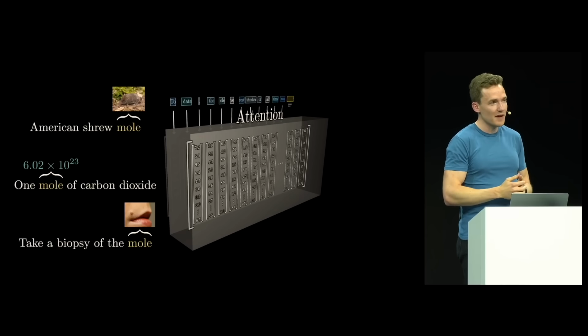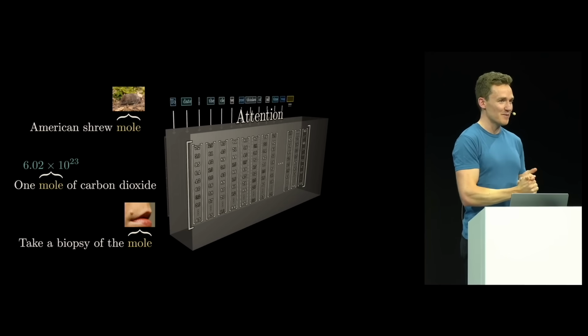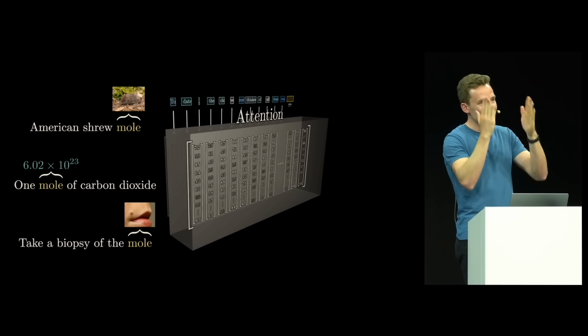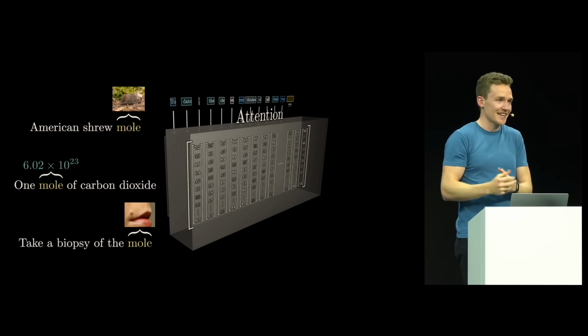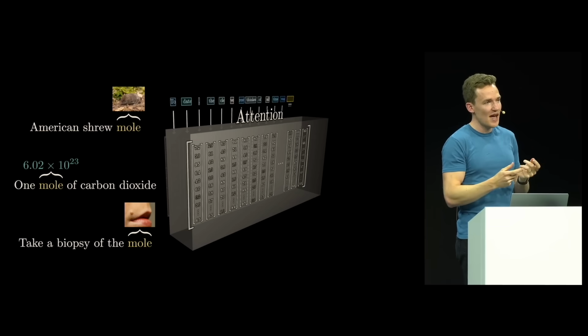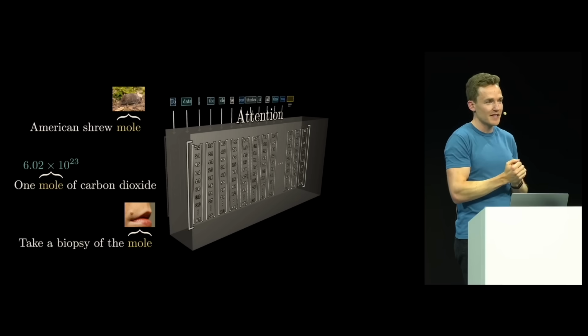For example, sometimes words can be ambiguous. If you take the phrase American shrew mole and the phrase 1 mole of carbon dioxide and the phrase take a biopsy of the mole, you and I read those and we understand the word mole means something fundamentally different in all three of those cases because of the context. So you want to give the machine a mechanism by which it can let words talk to each other so that that meaning could get updated.